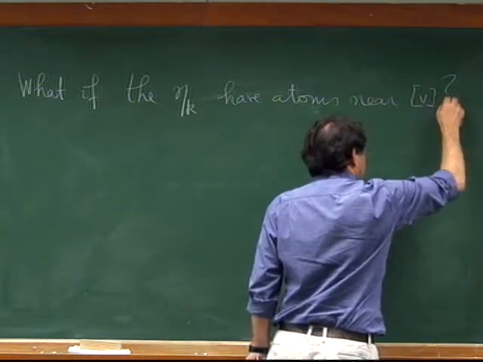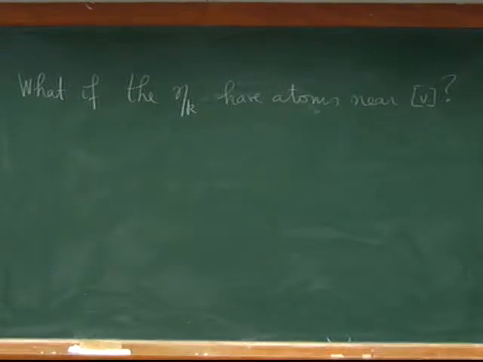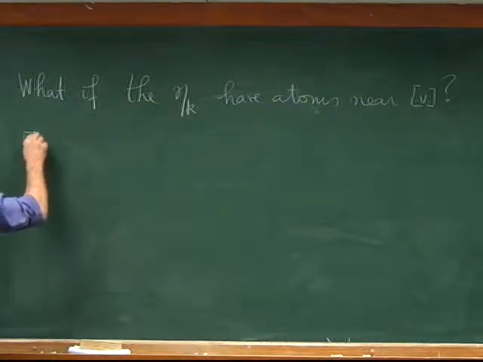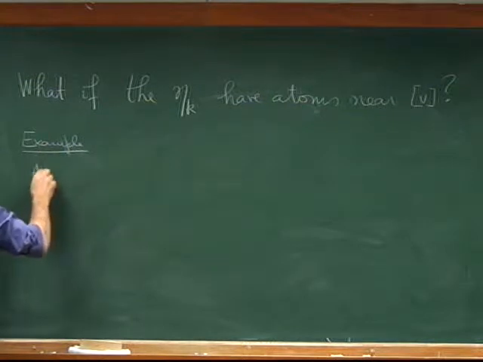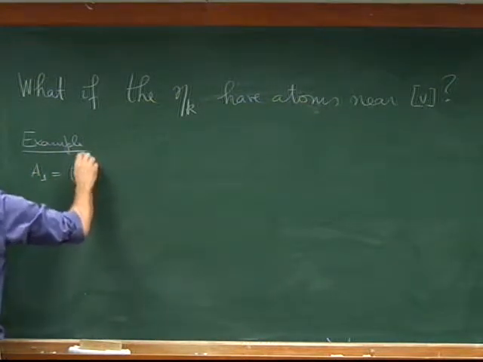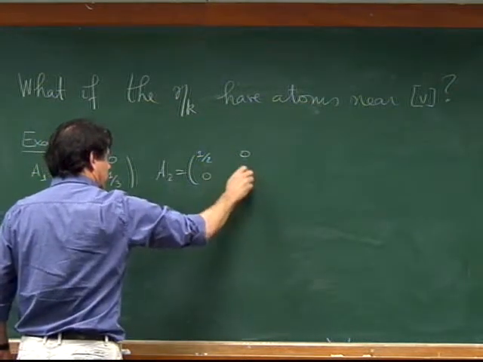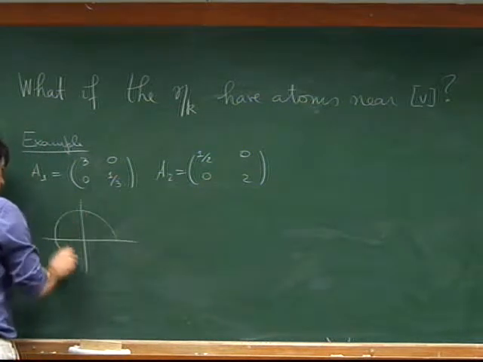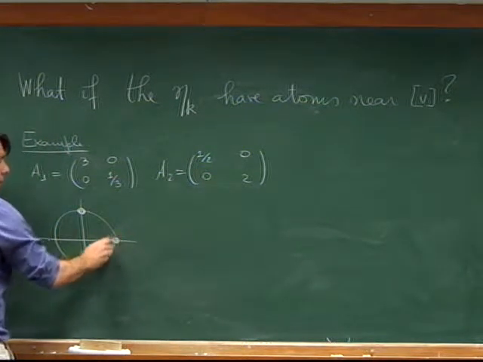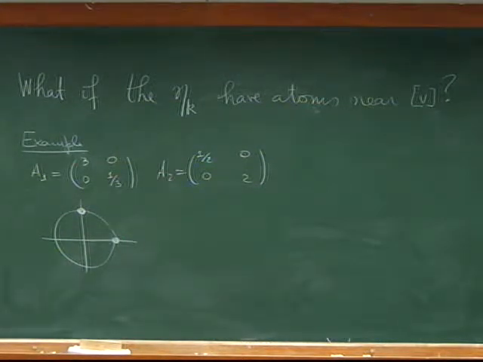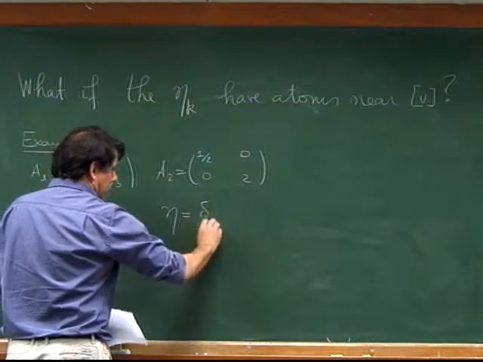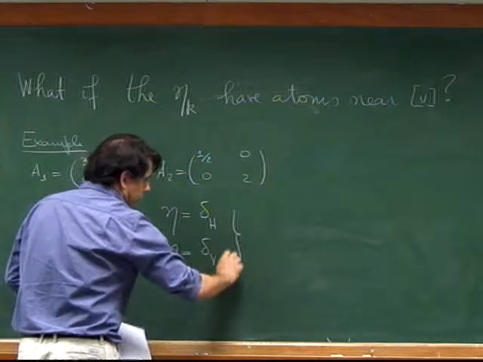Maybe the most interesting thing that I have to say about this is that you shouldn't try to prove that this doesn't exist. It's not true. It's very easy to see that. Of course we have to have something like this. Just think of the following situation. A1 is 2/3, 0, 0, 1/3, and A2 is 1/2, 0, 0, 2. Then both matrices preserve the axes, and we have stationary measures that are atomic, namely the Dirac mass on the horizontal and the Dirac mass on the vertical are stationary.